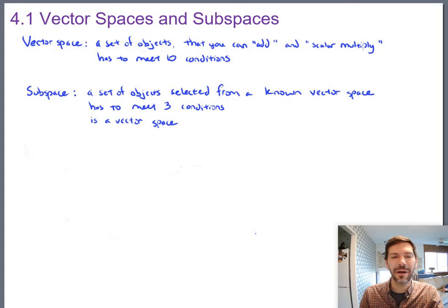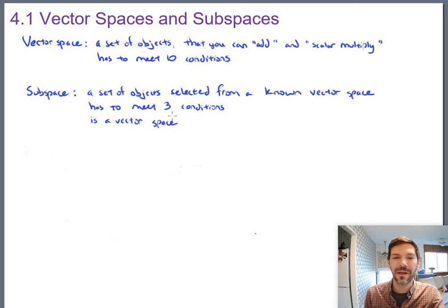So we had that idea. We also had the idea of a subspace. A subspace was also a set of objects, but those objects had to come from a known vector space. So you're just saying, hey, I've got a vector space up here. I'll pick that one and that one and that one, right? I'll take a few of the objects out of the vector space. So it's objects selected from a known vector space. And as long as this new set meets 3 conditions, then it will be a vector space.